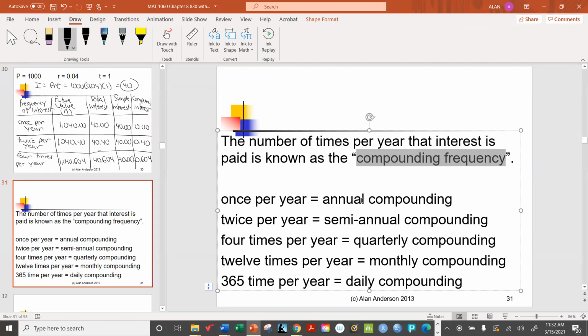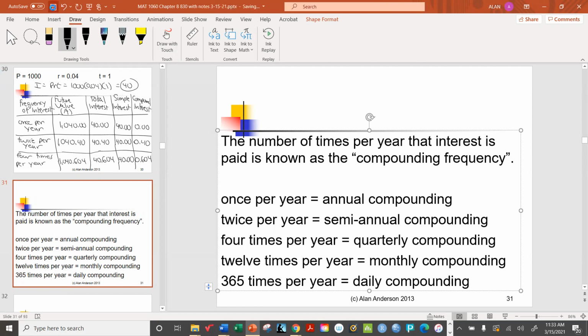4 times a year will be known as quarterly compounding. 12 times a year will be known as monthly compounding. And 365 times per year will be known as daily compounding. So it makes perfect sense. All right. So when you hear these terms, compounding frequency, it just tells me how many times a year I will get paid my interest.